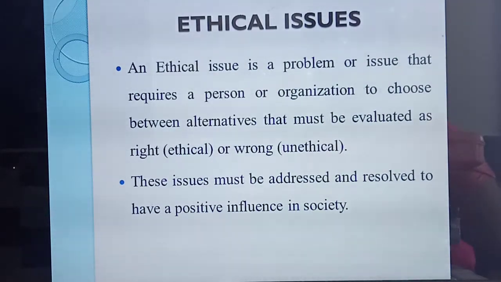So you have studied what we mean by ethics and what the guidelines or rules to be followed are. Next one is the ethical issues. So what do you mean by issues? Some problems, anything we can call by the word issues, isn't it?